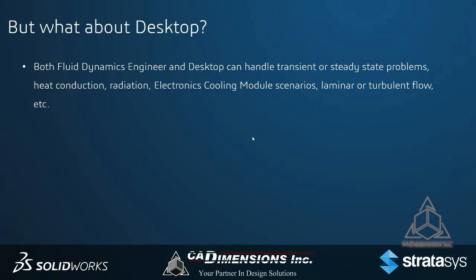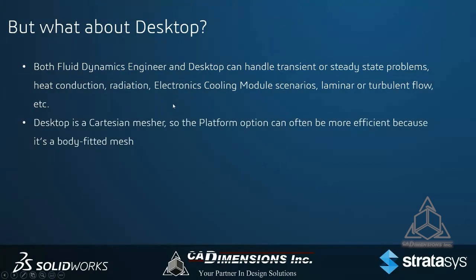So desktop is not going anywhere. What sets Fluid Dynamics Engineer apart is the mesh and the cloud solution, right? Desktop, like I've been alluding to, is a Cartesian mesher. So it has to build the mesh in XYZ space, and it can result in excessive mesh elements if we need to make sure that we're capturing a boundary layer or we're capturing conduction through a very thin wafer or something like that. The platform option is much more efficient because it's a body fitted mesh, so we get more accurate solutions with less element count. So that in and of itself is a time saving.